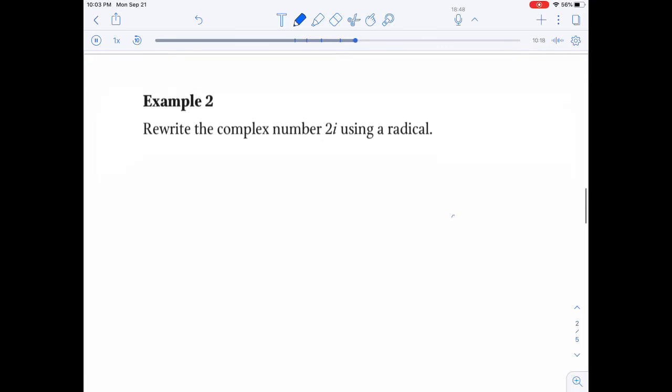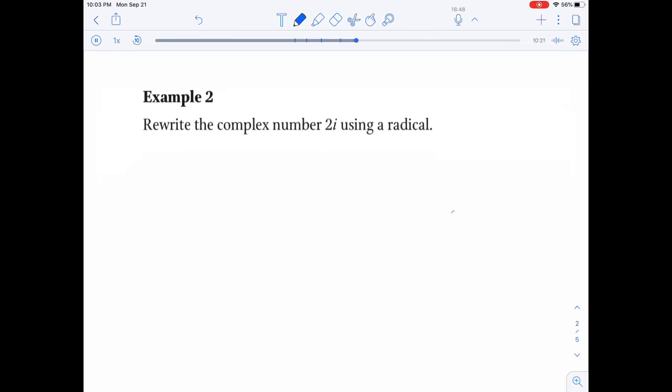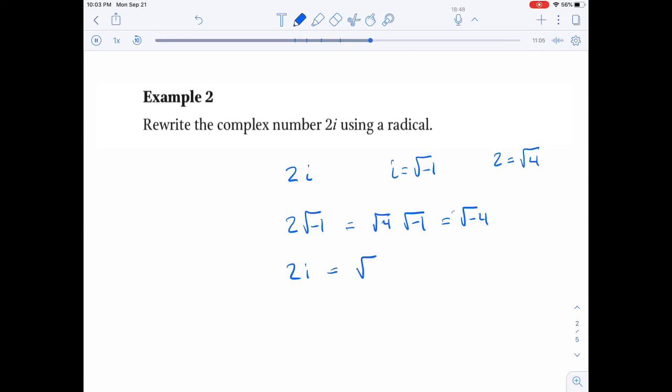Example 2. Rewrite the complex number 2i using a radical. So let's write the expression 2i. Let's substitute the fact that we know that i is equal to the square root of -1. So we would have 2 square root of -1. We need to take this one step further, put 2 into radical form. So 2 is equivalent to the square root of 4. So let's substitute that in for the 2 here. So we have the square root of 4 multiplied by the square root of -1, which is the square root of -4. So 2i, written in radical form, is equivalent to the square root of -4.